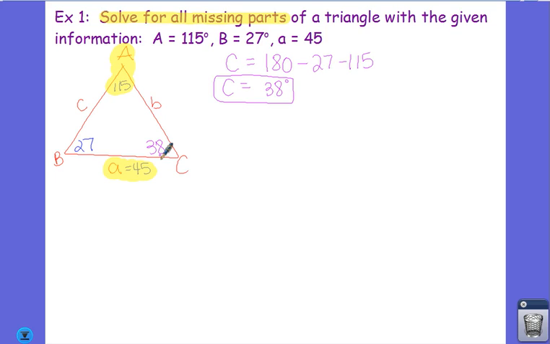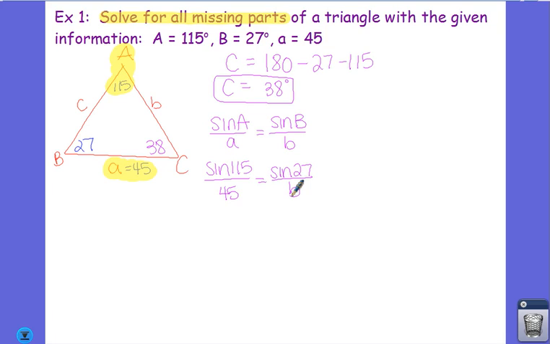So the parts of law of sines that we're going to use: we're going to use the sine of A divided by a equals the sine of B divided by b. And we're going to plug in capital A, little a, and capital B. So sine capital A is 115, divided by little a, which is 45. Sine capital B is 27. We do not know lowercase b.